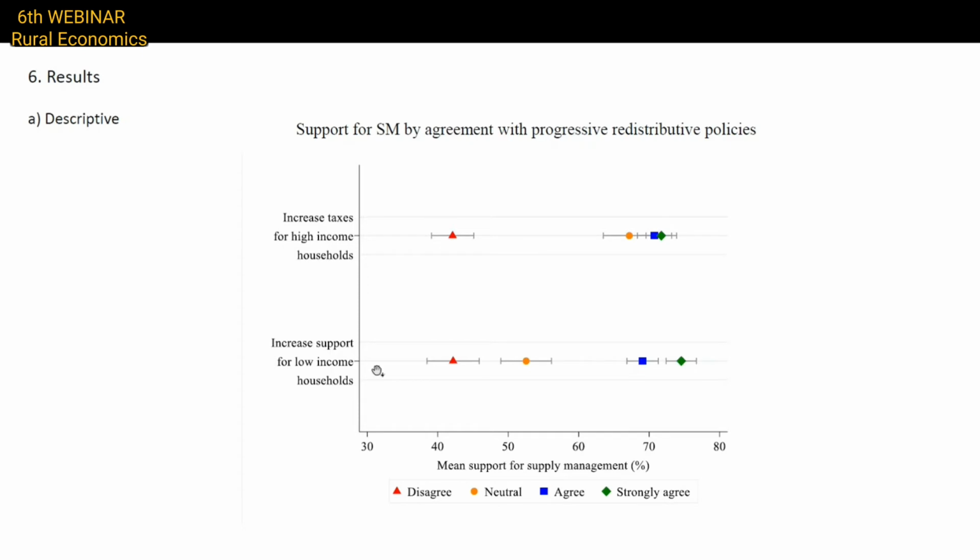Now, this picture is very interesting to us because what it is telling us is that people who support progressive redistributional policies by the government are supportive of supply management. But supply management is a regressive redistributional policy. So there's sort of this inherent contradiction. And that's what our information treatments try to address. Okay, so what we're sort of observing is that people who support progressive policies, in this case, support this policy, which has regressive distributional effects. Sort of an interesting contradiction.